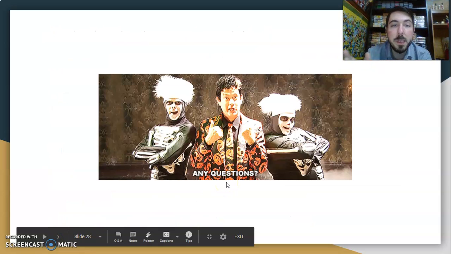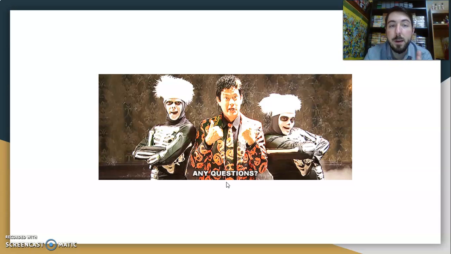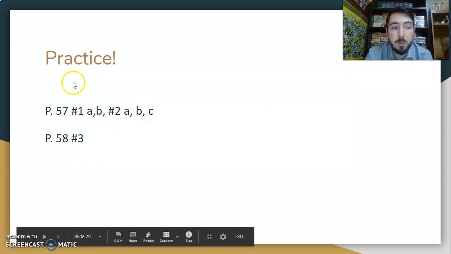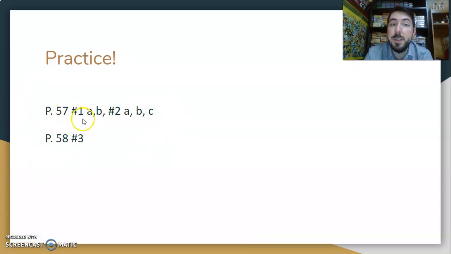So, if anybody has any questions about any of this, you can send me an email through the Google Classroom. That's pretty much it for this lesson, just a brief introduction. One thing that I will encourage you to do is to do the practice questions here. Page 57, number 1, A and B, number 2, A, B, C, and then on the next page, page 58, try number 3. If you have any problems with those, then like I said, send me an email or a message of some sort.